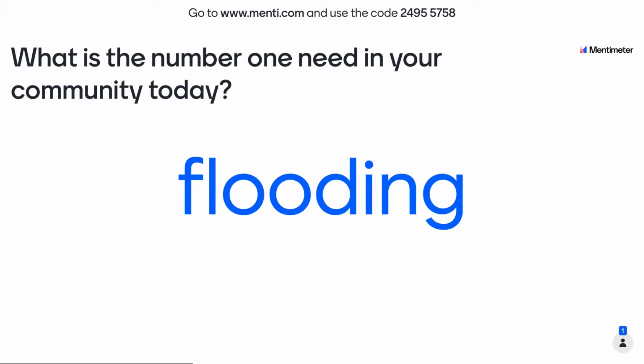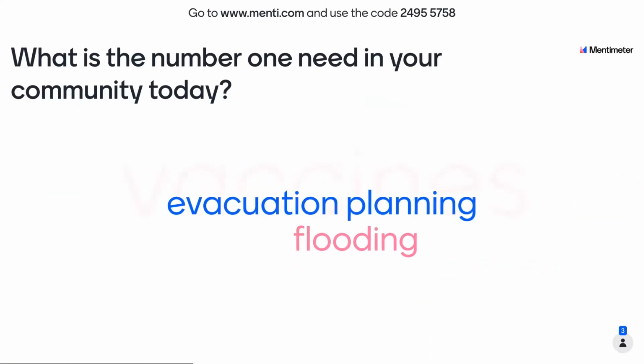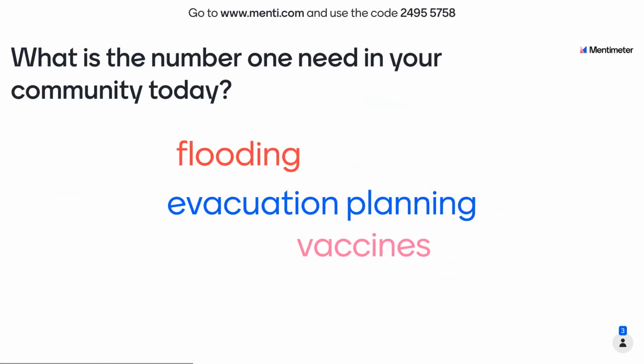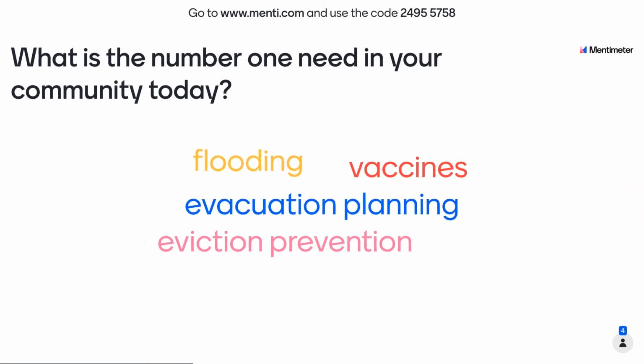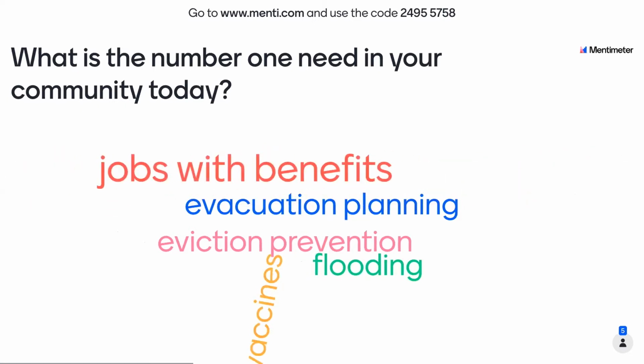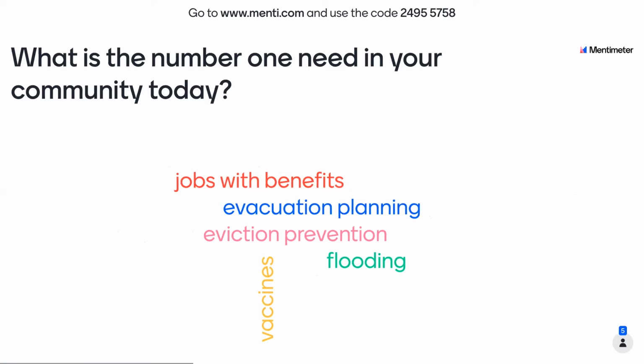Flooding, yes. Definitely on all of our minds today after Ida, Henri, and with the storm coming today. Evacuation planning. Vaccines. That's right. If we're not healthy, we can't keep our community safe. Eviction prevention, tying it back to housing, which was mentioned in the previous slides. Jobs with benefits. Yes. So right now we've had 5 people participate. We'd like to see it go up to that original 12. So those other 7 of you that are able to join in, please do.